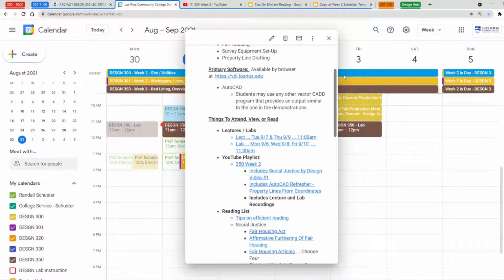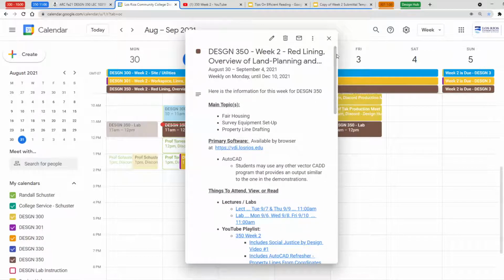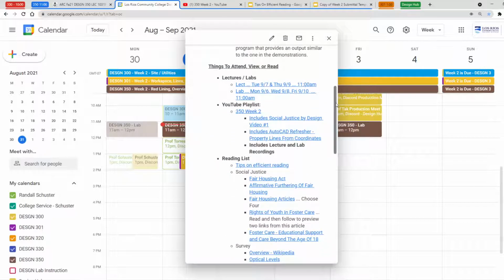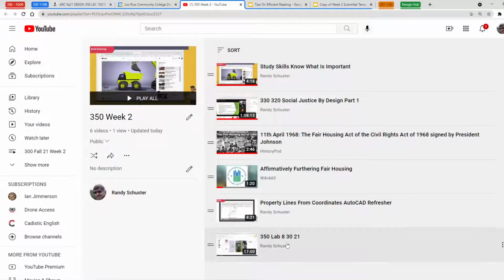But you should take a good 10 hours this week and maybe even more. It's a 5-unit class. Ouch. Okay. So there we go. Let's get into it. Let's look at the playlist. You'll also see on the playlist at the bottom, I've got the lab from yesterday, and you've got this one, which was how to do the property lines. And I'll demo those tomorrow in the lab, but you should look it over ahead of time.